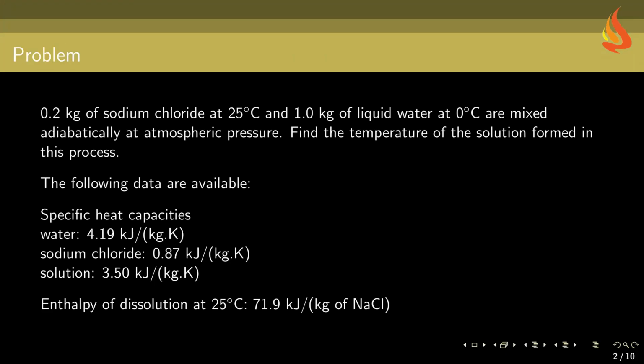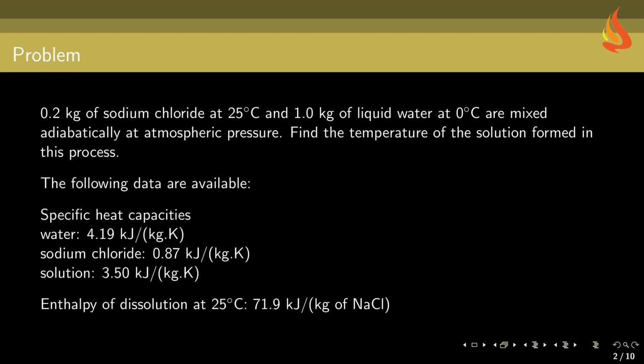Let's now use some literature data on the heat capacity of pure water, pure sodium chloride, the solution, and the heat of mixing, and make some calculations about what happened during this experiment. To calculate the effect of dissolving sodium chloride in water, let's solve the following problem. 0.2 kilograms of sodium chloride at 25 degrees Celsius and 1 kilogram of liquid water at 0 degrees Celsius are mixed adiabatically at atmospheric pressure. Find the temperature of the solution formed in this process.